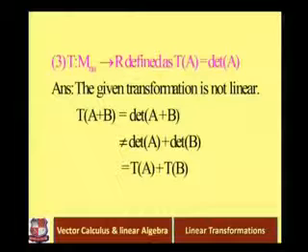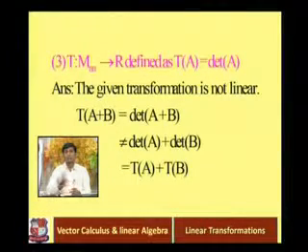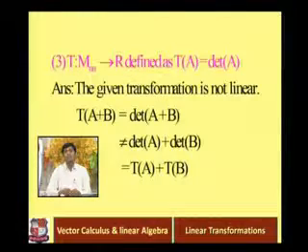Let's take another example that is also a good example. The transformation T from the set of N cross N matrices to R. Why do we take the set of N cross N matrices here? Because the transformation is T of A is equal to determinant of A, and a determinant we only define when our matrix is a square matrix. So that's why the domain is the set of N cross N matrices. Otherwise we cannot define a determinant. If the number of rows and columns are not the same, we cannot define a determinant.